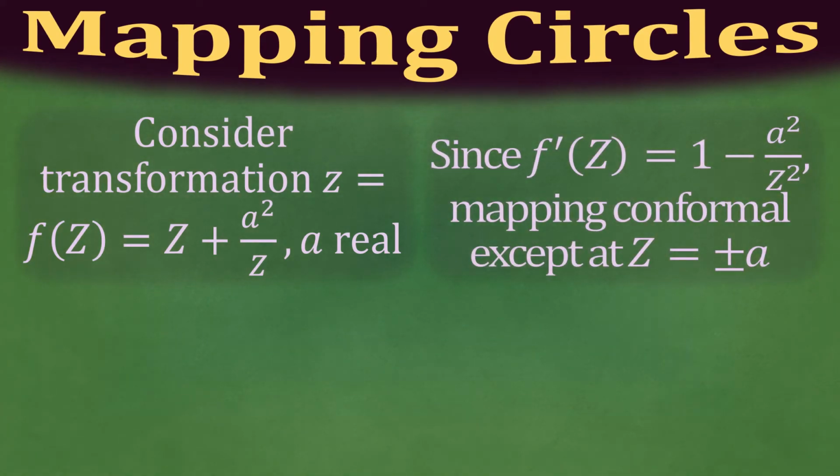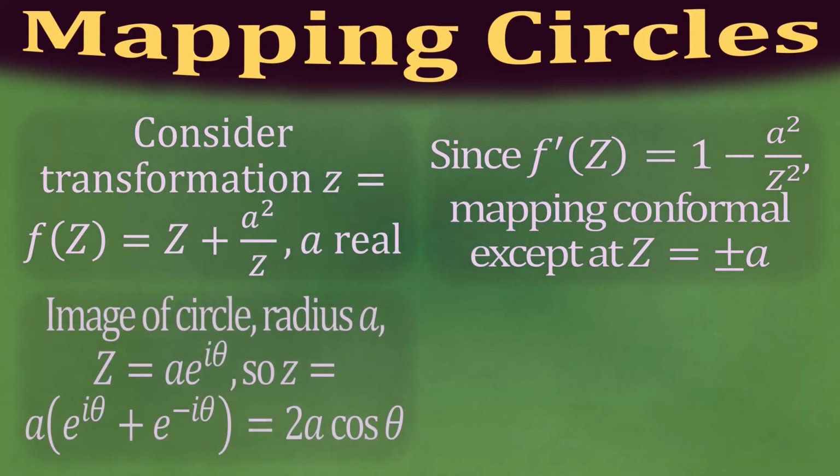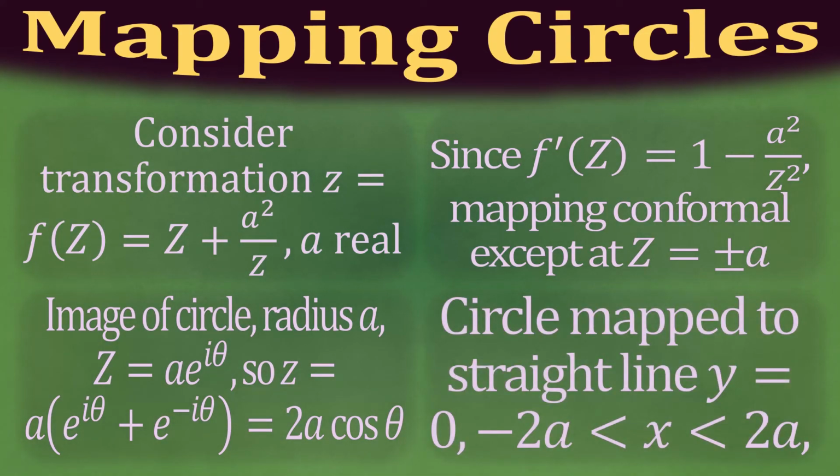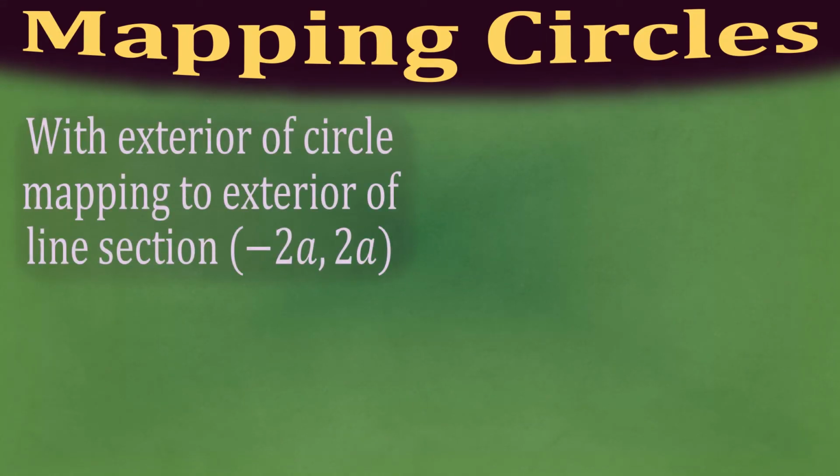We now consider the image of the circle of radius a, where Z equals a e to the i theta, so z equals a times (e to the i theta plus e to the minus i theta), which is equal to 2a cos theta. Hence, the circle is mapped to a straight line, y equals 0, with x between minus 2a and 2a, with the exterior of the circle mapping to the exterior of the line section from minus 2a to 2a.